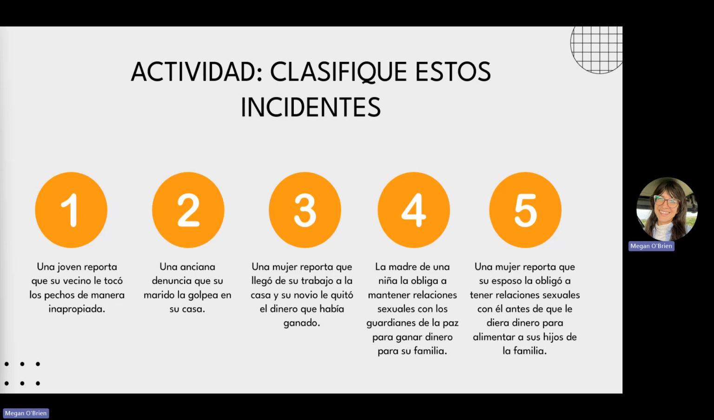Okay. Finally, in this example, a woman reports that her husband forced her to have sexual intercourse with him before he would give her money to feed the family's children. We're going through this standardized type, definition, and process of elimination. Did this incident involve penetration? Yes. We stop there. We classify this incident as rape.